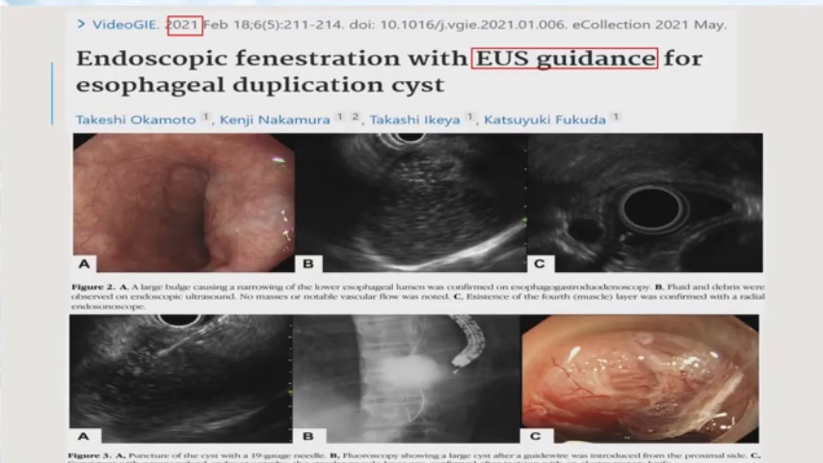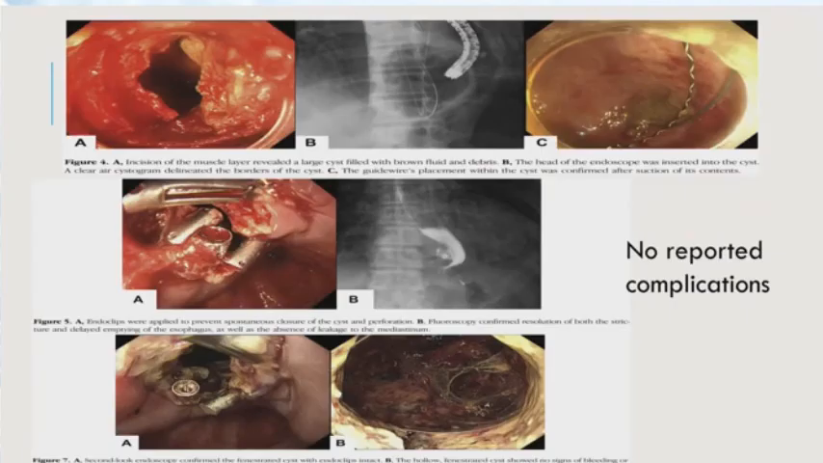And there is an endoscopic fenestration by EUS guidance for esophageal duplication cyst, showing the steps and ending by seeing the guide wire inside the cyst and placing clips at the edges of the site. These clips are important for preventing delayed bleeding, perforation, and leakage, because mediastinitis is a very major complication, and for preventing re-epithelialization of the cyst to form another cyst.